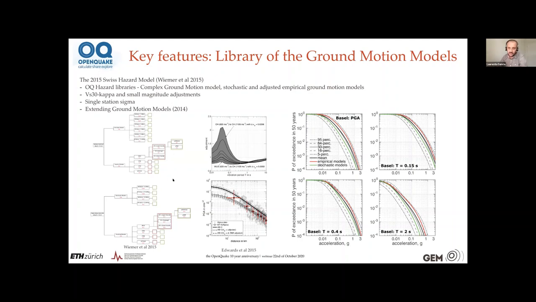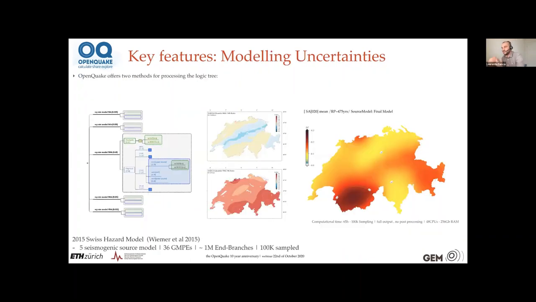For the Swiss hazard, we had a very complex logic tree, and that brings us to another feature important for any hazard calculation, the way we handle the model uncertainties. In 2015, our model was using five different seismogenic source representations with different temporal variability, uncertainty and the relevant ground motion component. With that, we were sampling about a million branches in 100,000, and we were able to run these calculations and get the right amount of spread around the results, which is currently our reference national hazard model for Switzerland.